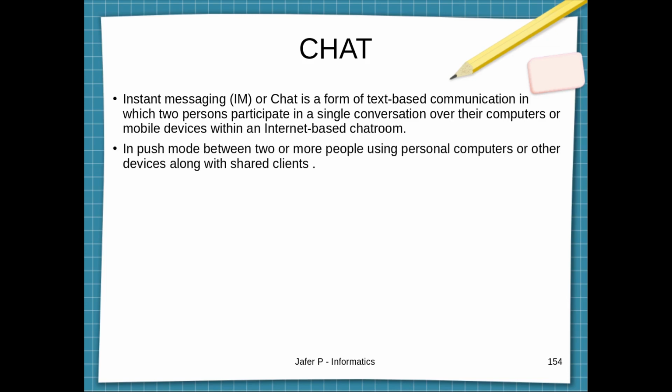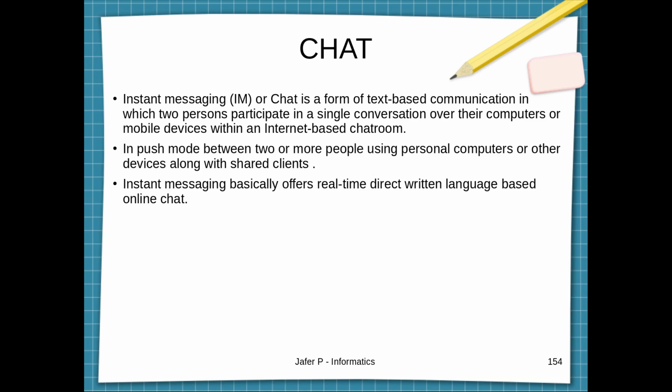Okay, in push mode, between two or more people using a personal computer or other devices along with shared clients, you can communicate. Instant messaging basically offers real-time direct written language based online chat. So in instant messaging we are communicating in real time, right? There is no time delay when you are communicating. In real time you can communicate, and that also using written language. It may be English or any language which both the receiver and sender accept, right?